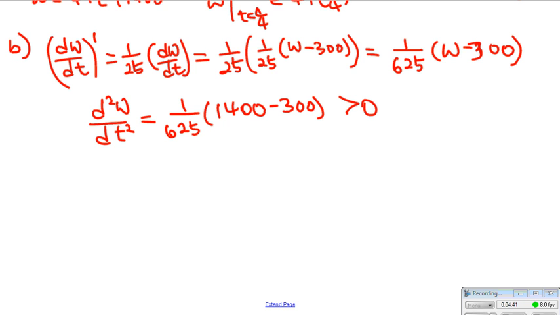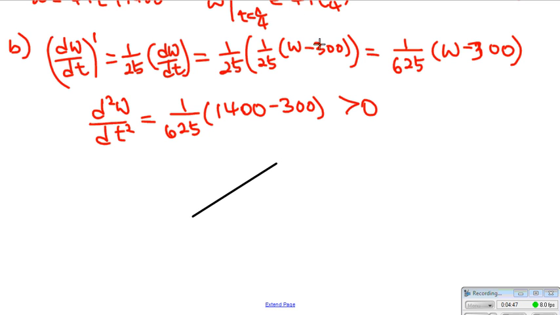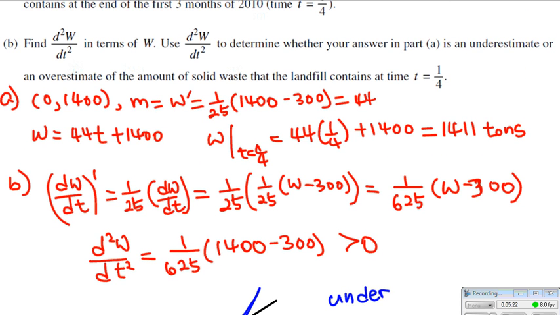If I were to draw a sketch, let's say this is the straight tangent line, and let us assume that this is the point. In order for us to have positive concavity, the graph would look something like this. Obviously, our approximation through the tangent line is an under-approximation of the actual value. So therefore, our answer is an underestimate.